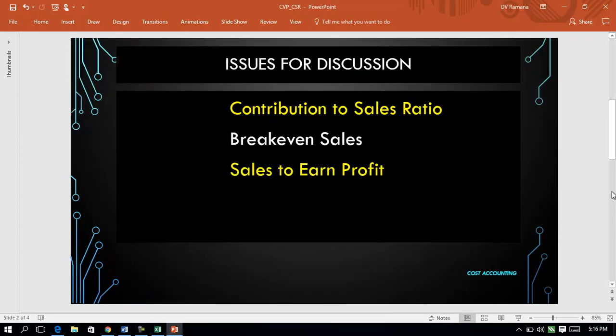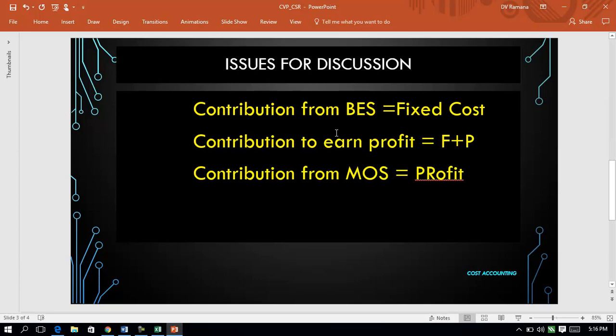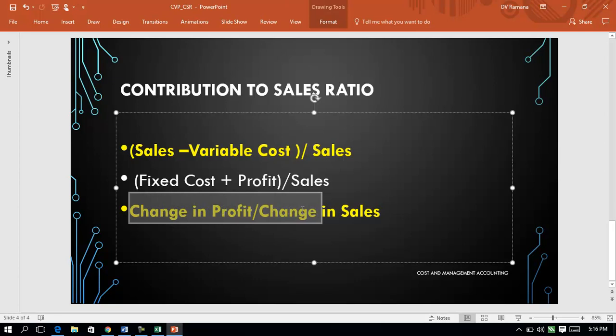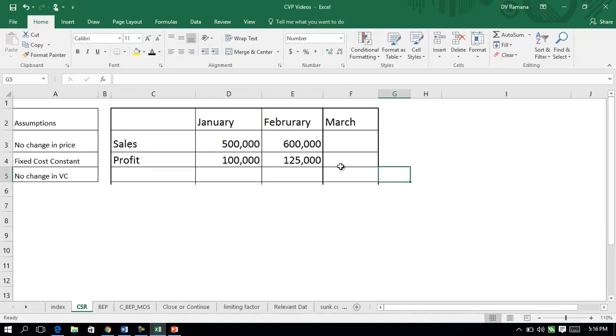And we know that in CVP analysis, contribution to sales ratio plays an important role. Contribution to sales ratio can be calculated as sales minus variable cost by sales, or fixed cost plus profit by sales, or change in profit by change in sales. And we're going to use this in an example to understand and calculate CSR by using change in profit by change in sales. So let us take this example.